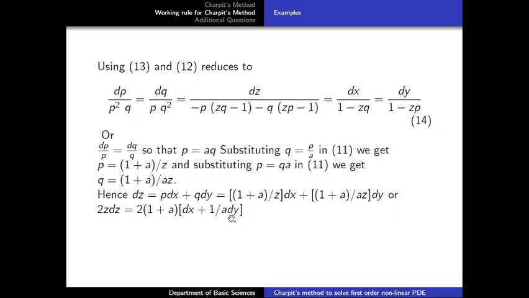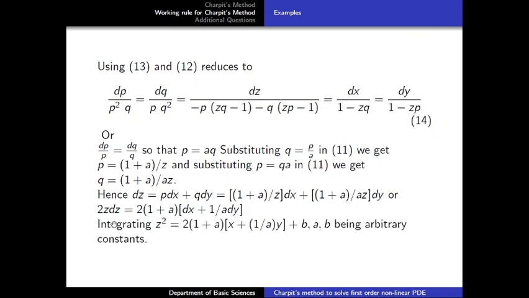Now we multiply throughout by z, we will get 2z dz is equal to 2 into 1 plus a, which is common in the numerator, hence it is taken outside, 1 plus a into dx plus z into 1 by az into dy. Z will be cancelled and we will get 1 by a dy. Now we can observe that the left hand side is completely a function of z. On the right hand side, the first term is purely a function of x and the second term is purely a function of y. Hence it is possible to integrate the equation.